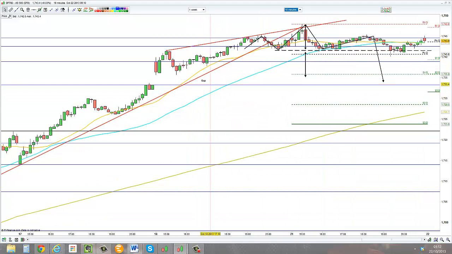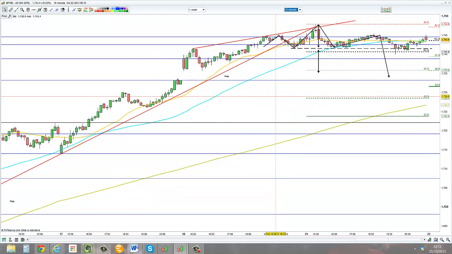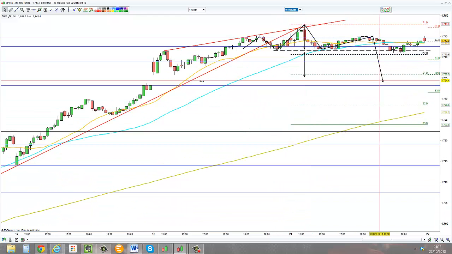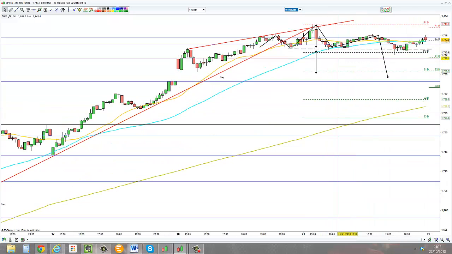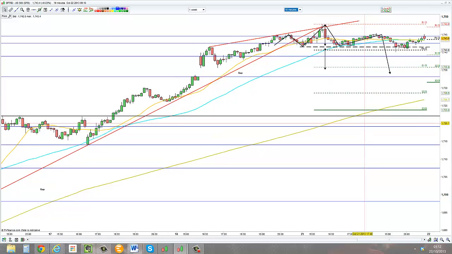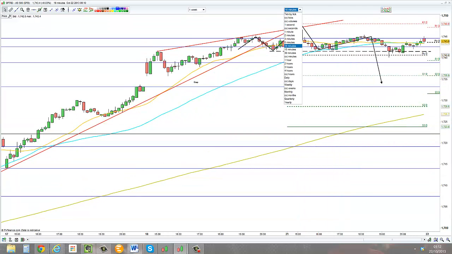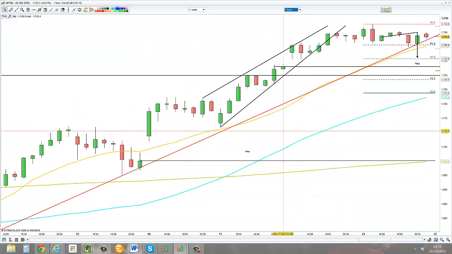Again, you've got the gap that needs to be filled below. All gaps eventually close, so they act as magnets. You've got 200 MA below as well. You've had a lower high after a long time, so that's something that we certainly keep an eye out for as well. Okay, so let's just quickly look at the 60-minute chart of the S&P.